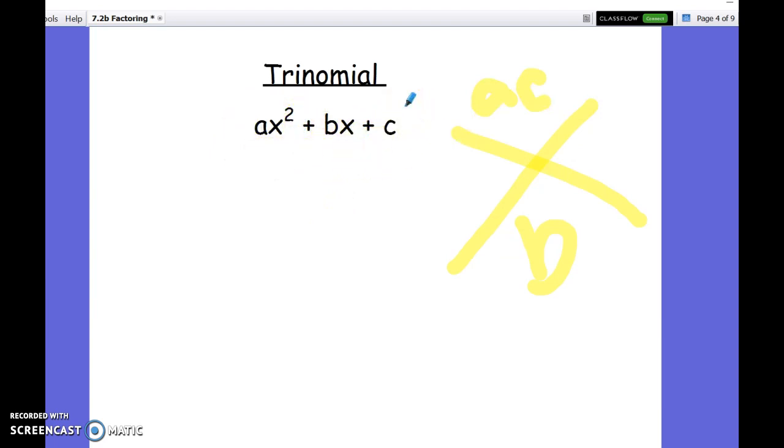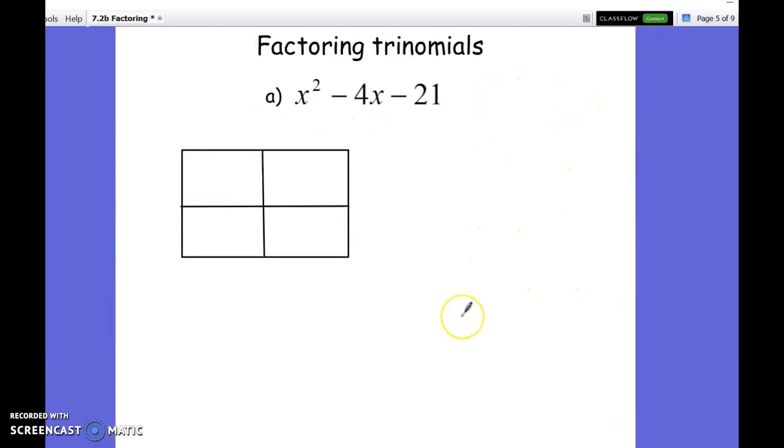So we're going to be using something called an AC method along with our box method, where we're going to figure out what a times c is, and we want to figure out 2 numbers that multiply to be a times c and add to be our b variable. So multiply to be a times c, add to be our b variable.